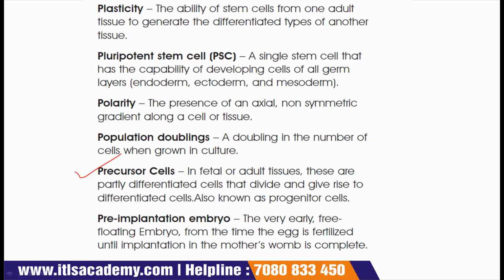Next term is precursor cells. Precursor cells in fetal or adult tissues are partly differentiated cells that divide and give rise to differentiated cells. These precursor cells are also known as progenitor cells.